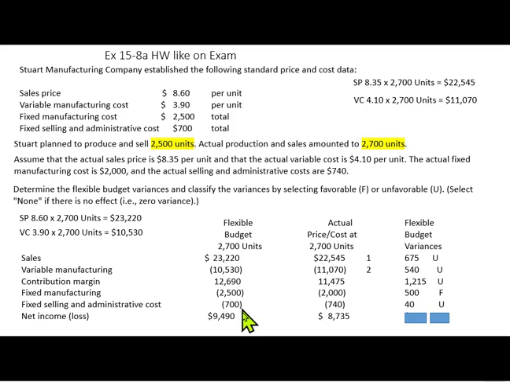And then finally, our net income was budgeted to be $9,490. It actually turned out to be $8,735. And so that means that we have a variance of $755, and that's going to be unfavorable because this number was lower than what we budgeted for. So that should be everything that you would see or expect to see on the exam.